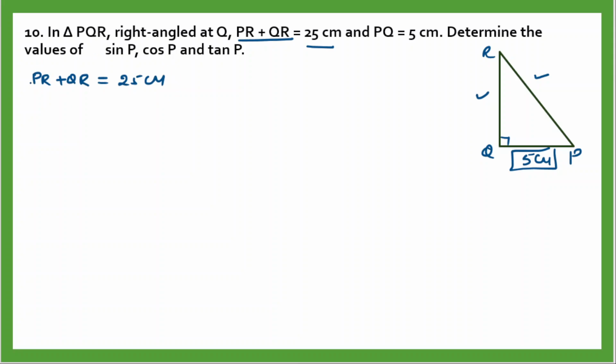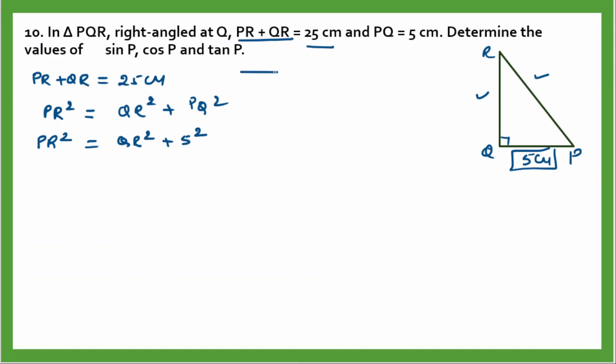Reduce this expression in a single term. Why? You can write PR square is equal to QR square plus PQ square. So what is your PR square? PR square is equal to QR square plus what is your PQ? PQ is your 5 centimeter, so it is 5 square.